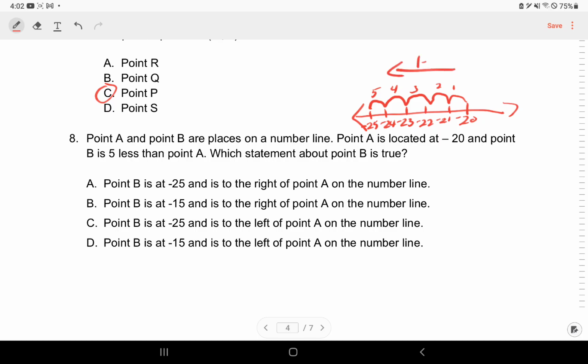And less. So we're at negative 25. And we went less, which is left. So we went left and we're at negative 25. Well, this says negative 15, so goodbye. This says negative 25, but to the right, goodbye. Negative 25 and to the left, so our answer is C.